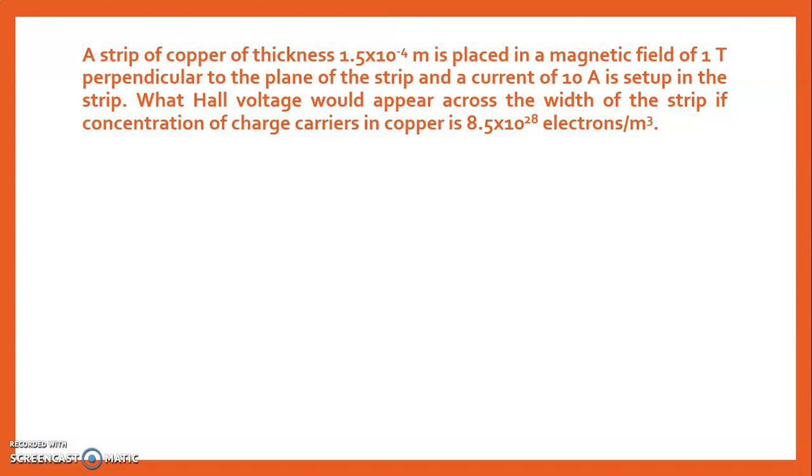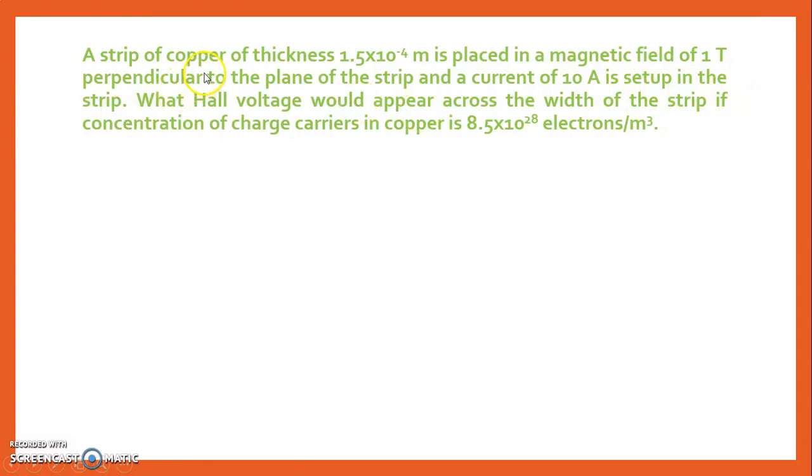So first we'll see the first numerical related to Hall effect. A strip of copper of thickness 1.5 into 10 raised to minus 4 meter is placed in a magnetic field of 1 Tesla perpendicular to the plane of the strip, and a current of 10 ampere is set up in the strip.